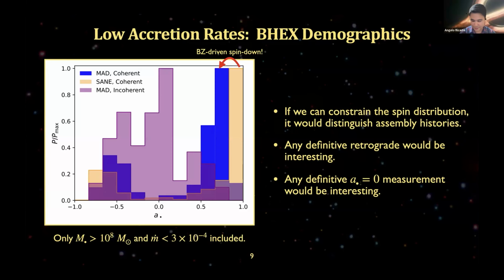And we've heard several talks the past couple of days telling us indirect ways in which we may be able to do this. And certainly we'll be able to for M87 and Sagittarius A* from the photon ring. But even if you can't get a full distribution, any definitive retrograde would be interesting, as well as any definitive spin zero measurement, I think, especially for an object for which we see a jet.